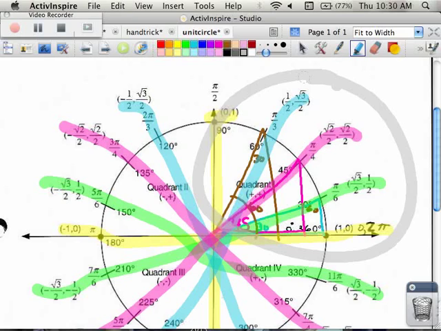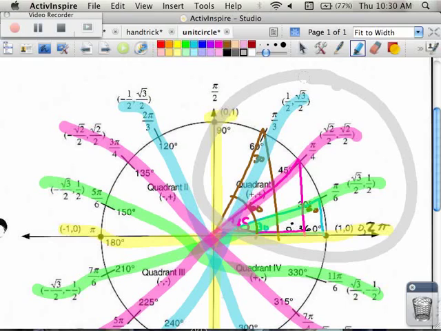This is the only quadrant I have memorized, because everything else is exactly the same. Let me show you what I mean. Look at the green pi over 6 coordinate, root 3 over 2. Look at the next green coordinate. It's a root 3 over 2 and a 1/2, the same, isn't it?